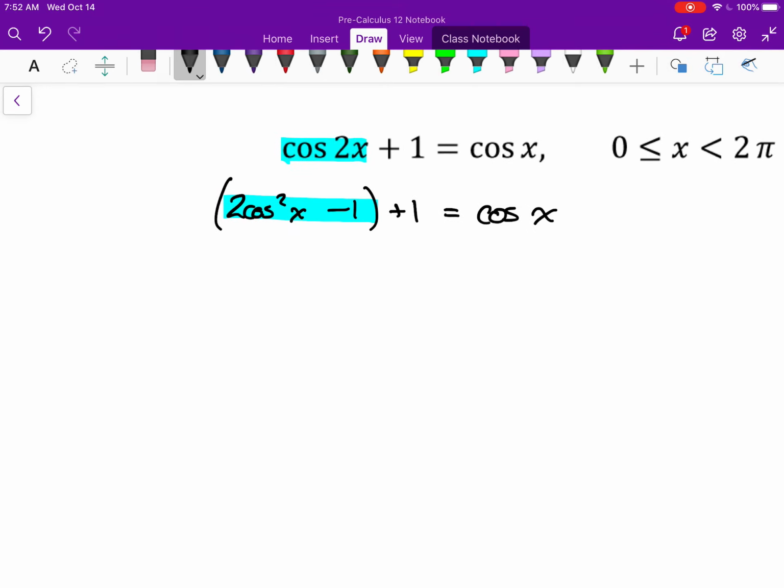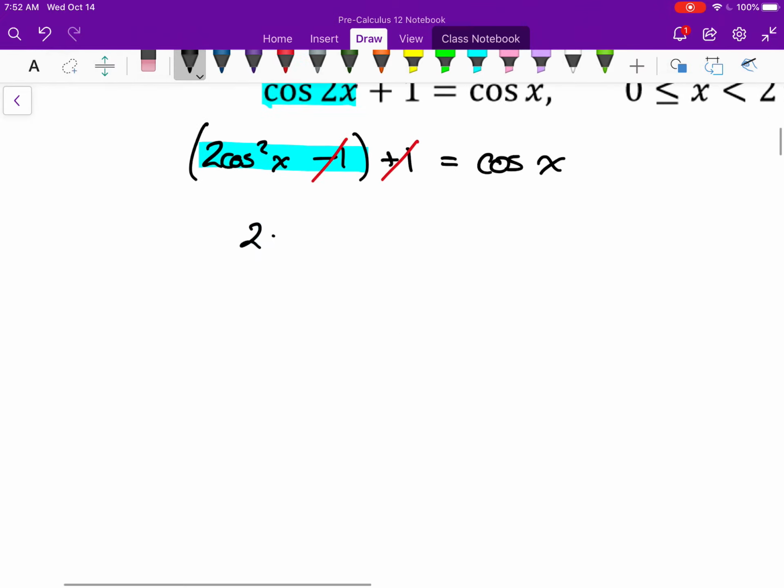And in general, if you can see ahead, if you have a reason for choosing one of those, that definitely helps. That's it. Like I commented on, these cancel out. So I have 2 cos squared x equals the cosine of x. Now this should look familiar. We've done stuff like this before. Doesn't mean it's easy, but I'm hoping it looks familiar.